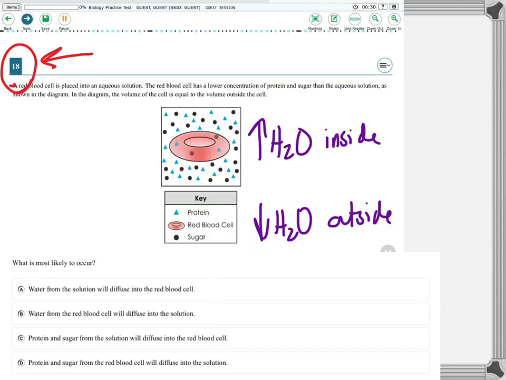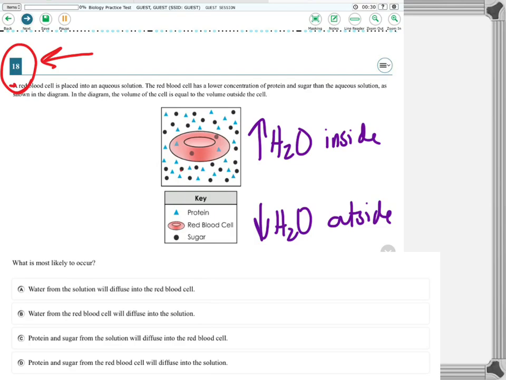So, a red blood cell is placed into an aqueous solution, a water solution. The red blood cell has a lower concentration of protein and sugar than the aqueous solution, as shown in the diagram. In the diagram, the volume of the cell is equal to the volume outside the cell. So I just wanted to discuss this with you. Like I said, you would have done it on the last matrix, but you probably didn't understand it then.